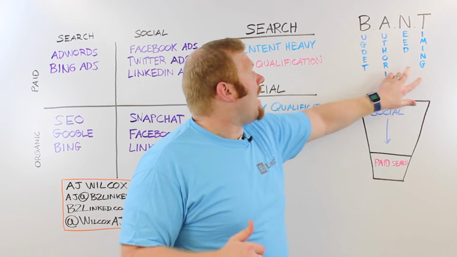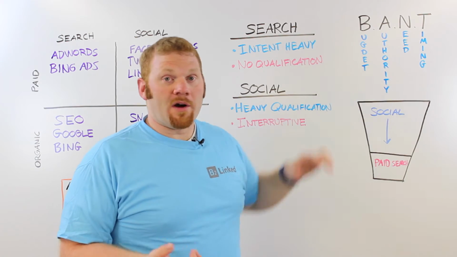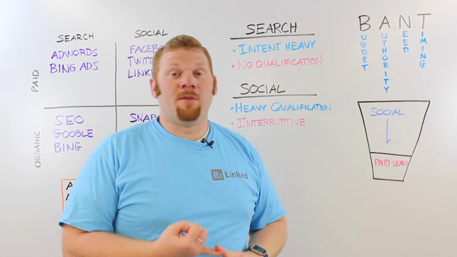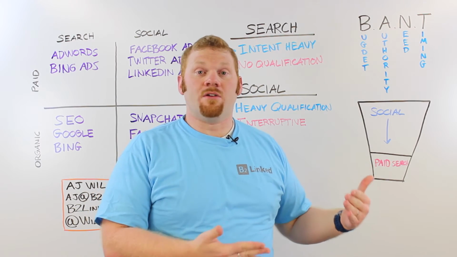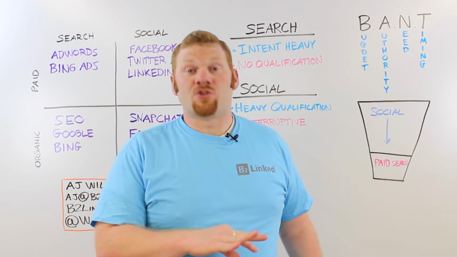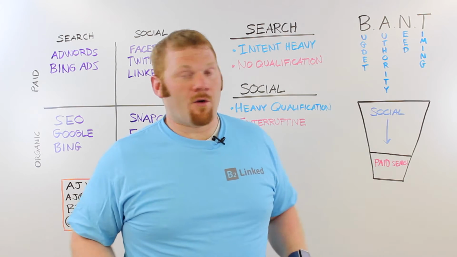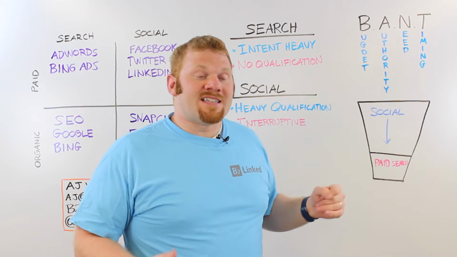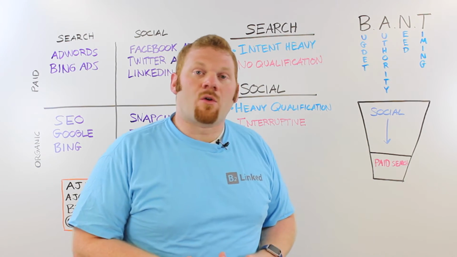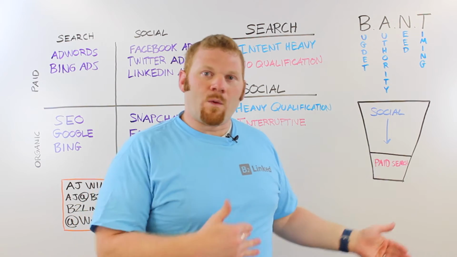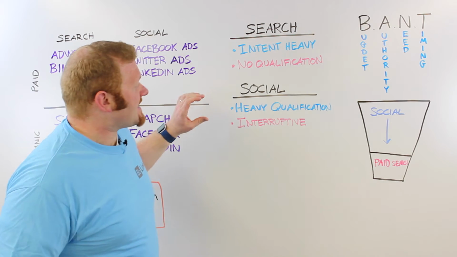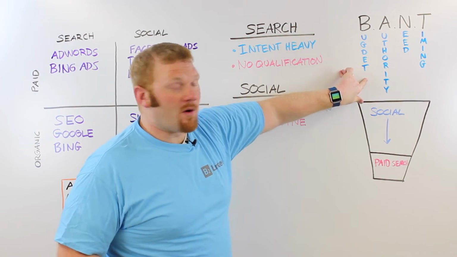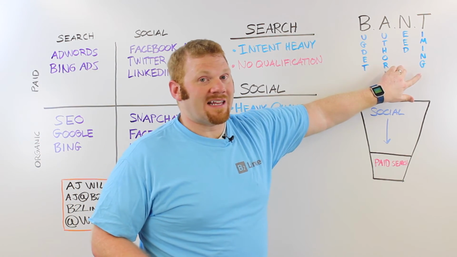But where they won't score high is in their budget and their authority, meaning does this person have the budget needed to buy my software, especially if we're higher priced? We don't want to busy our sales reps' time with a bunch of people who can't afford the product. And then the authority: is this something that a director or above needs to sign off on? Are we targeting people who are directors and above? So social is going to score really high on budget and authority, but it'll probably score really low on the need and the timing.